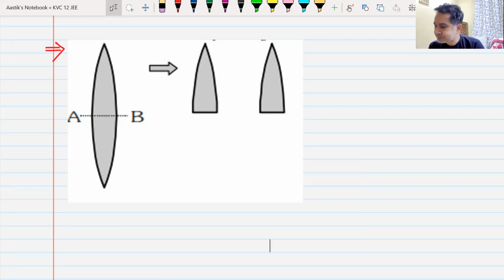Yes, it's cut along the principal axis. Let us see what happens. Number one, the focal length. So now let us say the focal length of this lens is f. Let us say the focal length of this part is f1. Let us say the focal length of this part is f2. What can you say about f1 and f2? Same, equal, different, what?